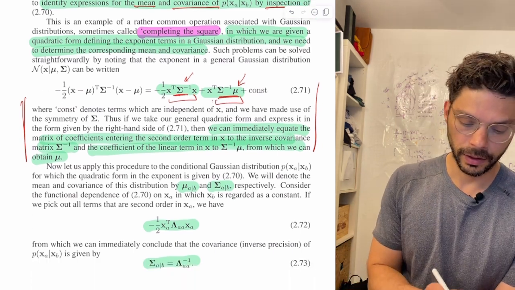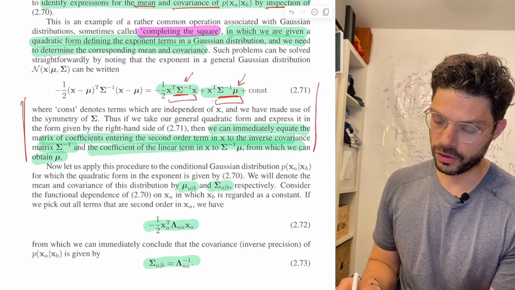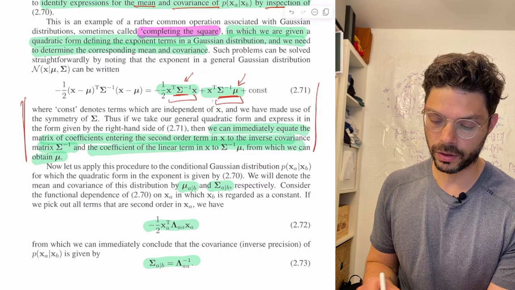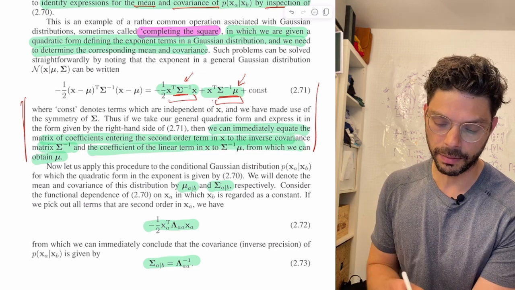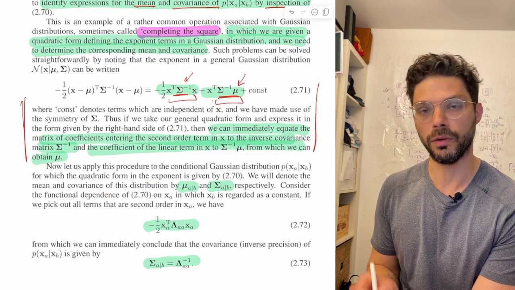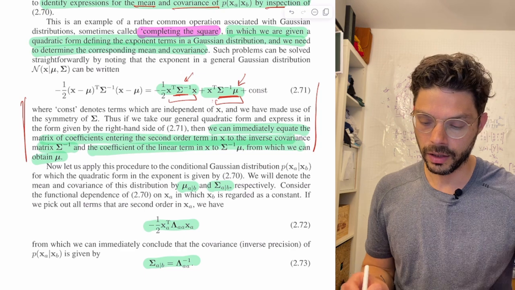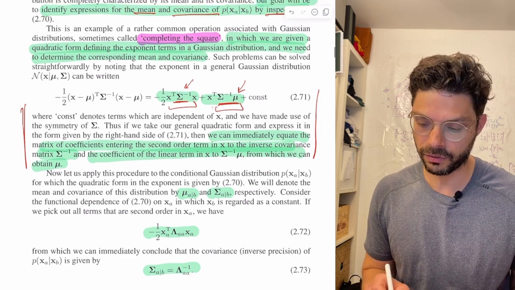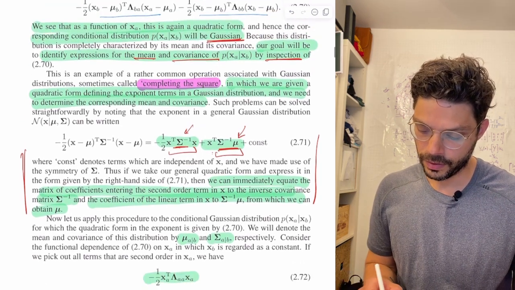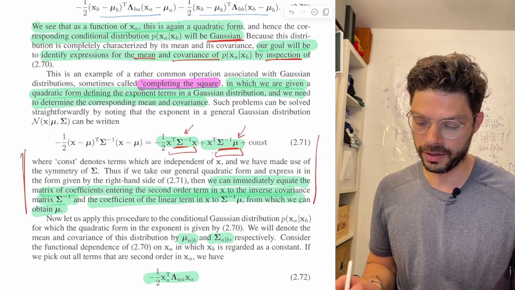Okay. Now let's apply this procedure to the conditional distribution P of xa given xb, for which the quadratic form is, okay, so we will denote the mean and covariance of this distribution by mu of a given b and sigma a given b. So that seems like useful notation. Now let's consider the functional dependence of 2.70 on x of a, in which x of b is regarded as a constant.